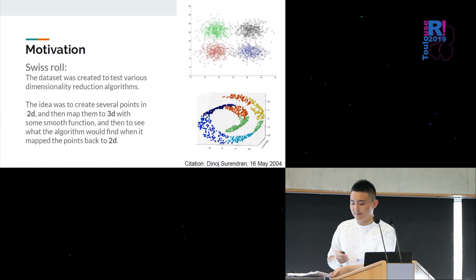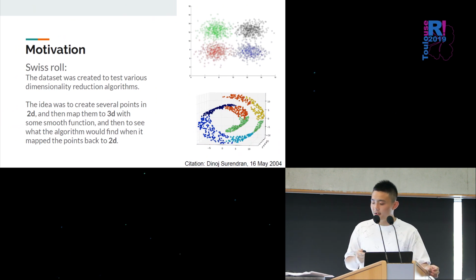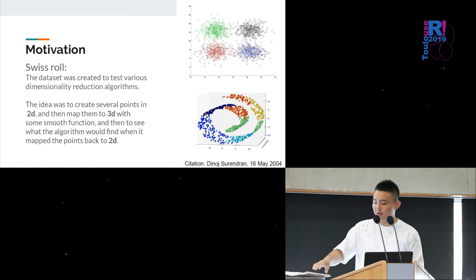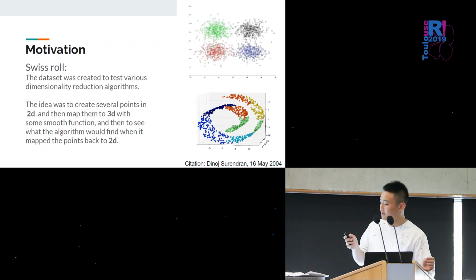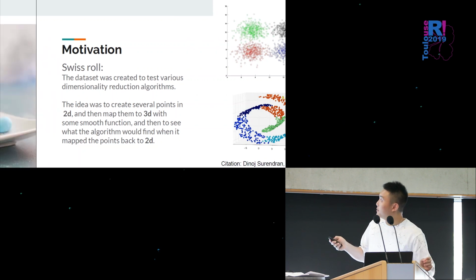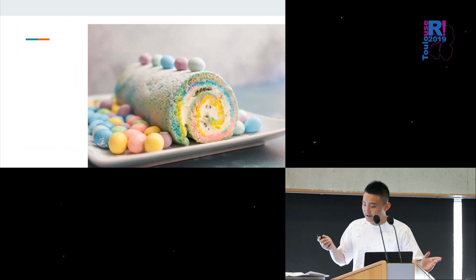So this is our first example, to illustrate the first goal: discovery. We use the Swiss roll dataset, simulated by Dinoj Surendran. The idea was to create a 4-component mixture and then map it to 3D with some smooth function. The key point is, what if we didn't know there were originally 4 components? So we just mask this picture, and we are only given this. Which means we only have this.